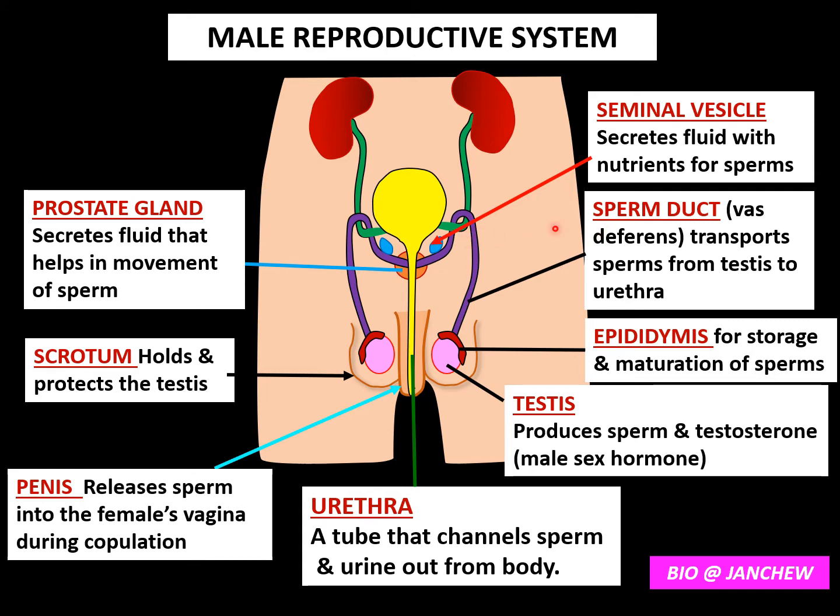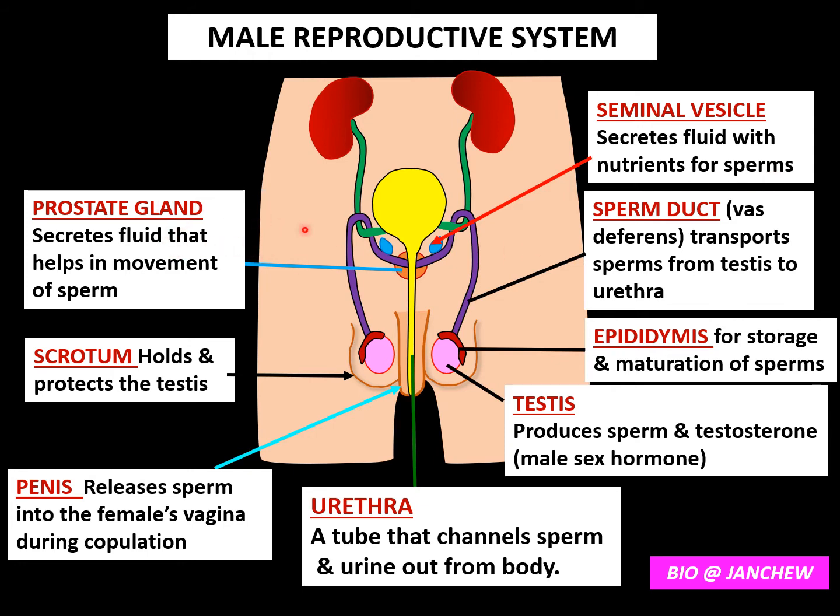So next, the sperms will move through the sperm duct, and on its way it will pass through the seminal vesicle, which is a gland that secretes fluid with nutrients for the sperms. Alright, it will secrete fluid that contains nutrients like fructose that gives energy for the sperms to swim.